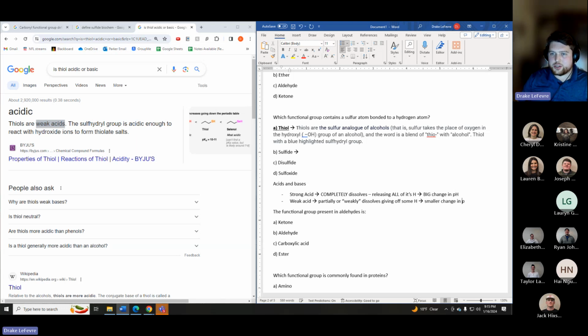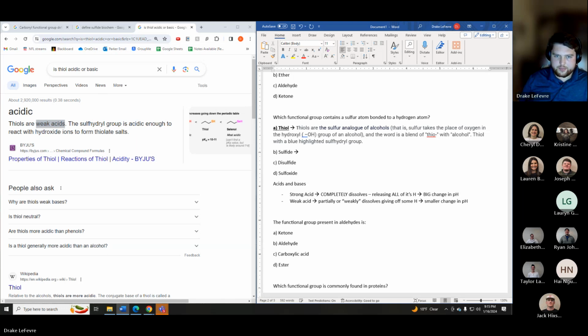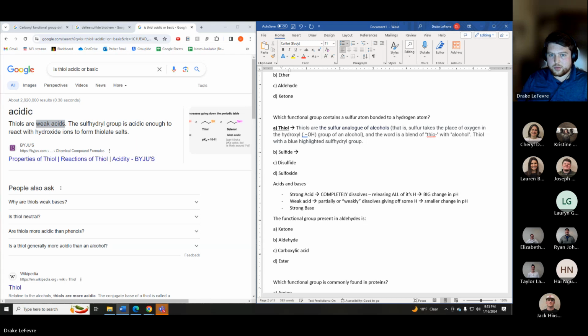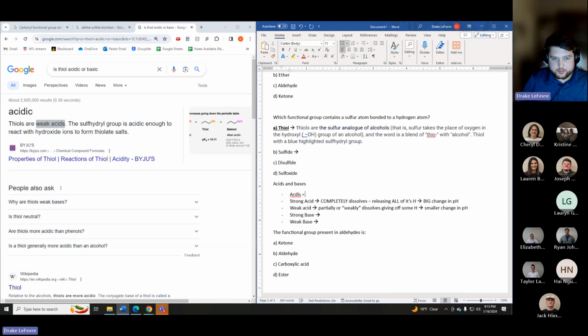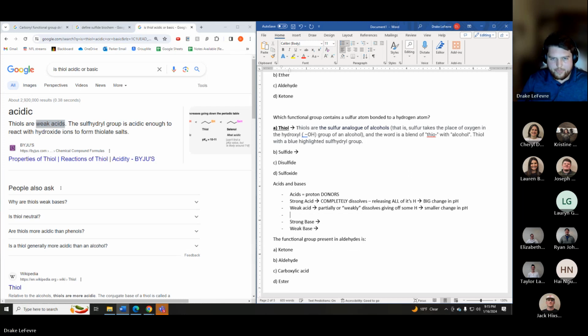Smaller change in pH. Does that make sense? Yes. Or not so much? Almost part. Okay. Now we think acids, right? They donate hydrogen. What's the job of a base? Receive hydrogens. Yep. So acids equal our proton donors. Base is our proton acceptors.